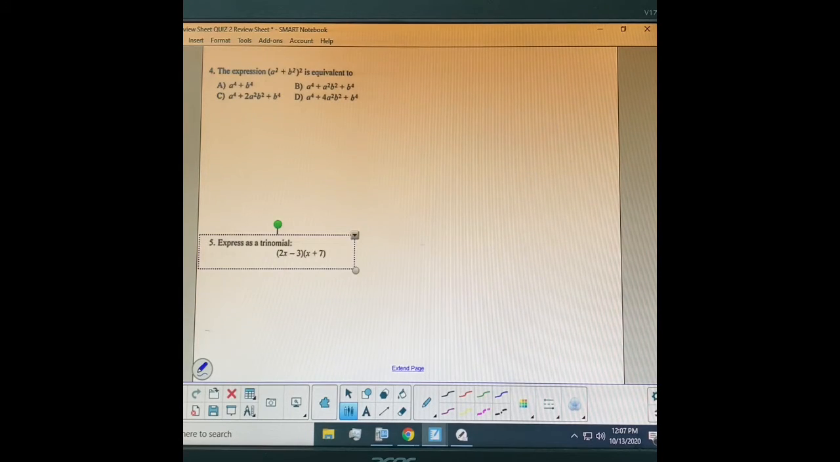And for question number 4 and question number 5, we are still foiling. We are multiplying two binomials. So please multiply both binomials in questions 4 and 5 and check your answer with mine.